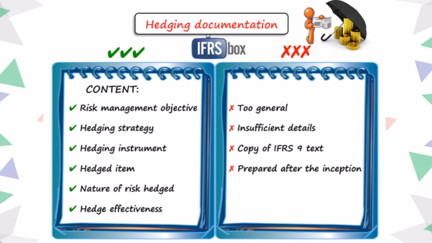Okay, next, the company needs to avoid a copy of MFRS 9 text, where they just copy the text in MFRS 9 into their documentation. The company needs to avoid that. Okay, last but not least, the company needs to avoid preparing the hedging documentation after the inception.